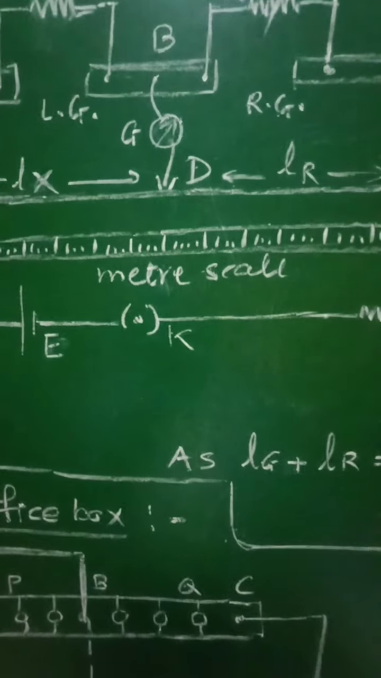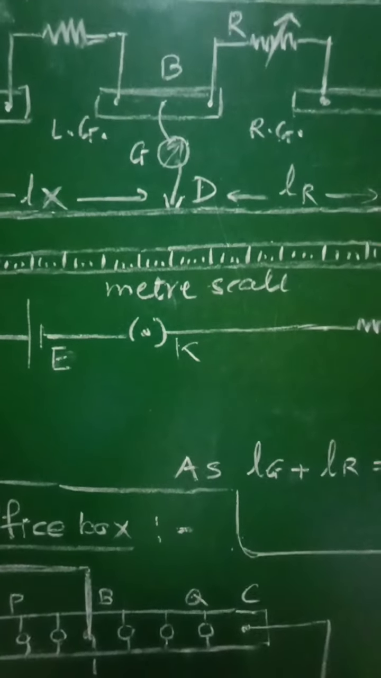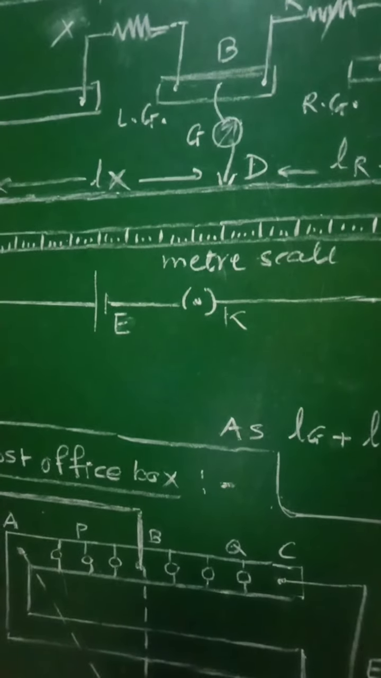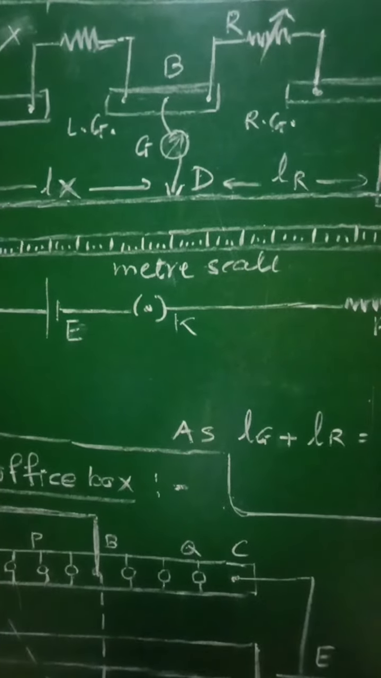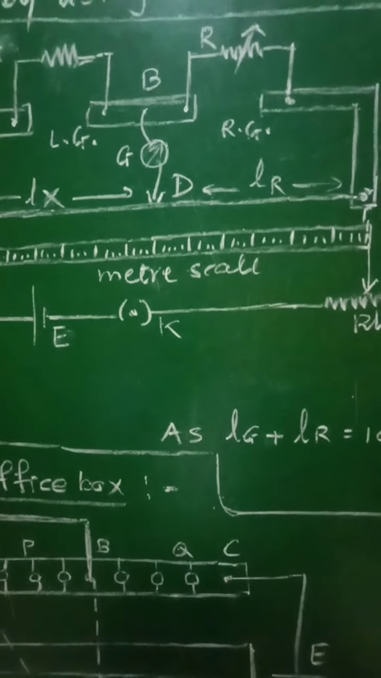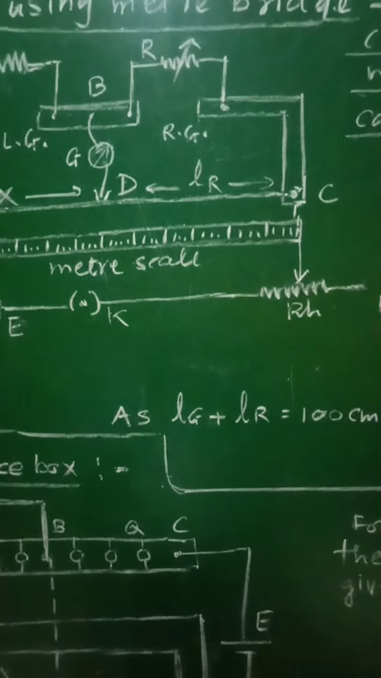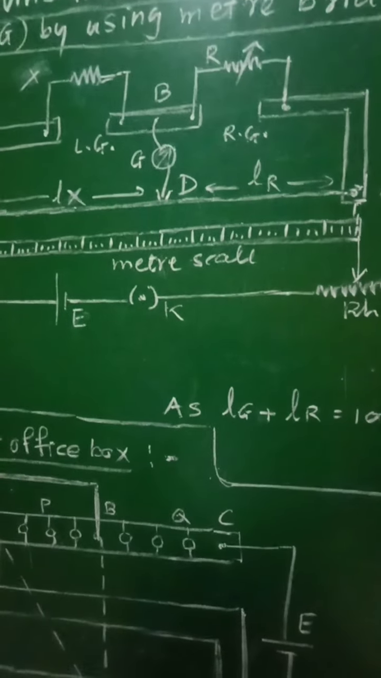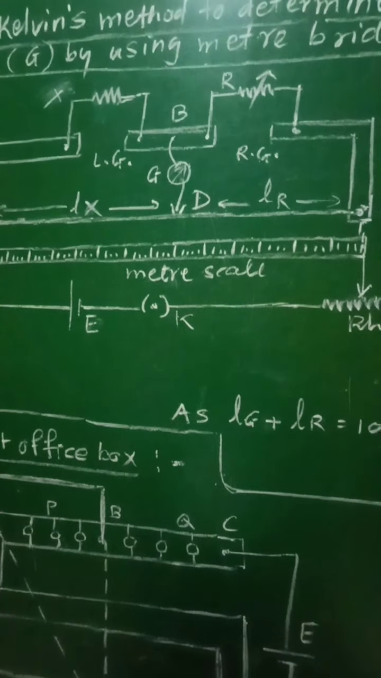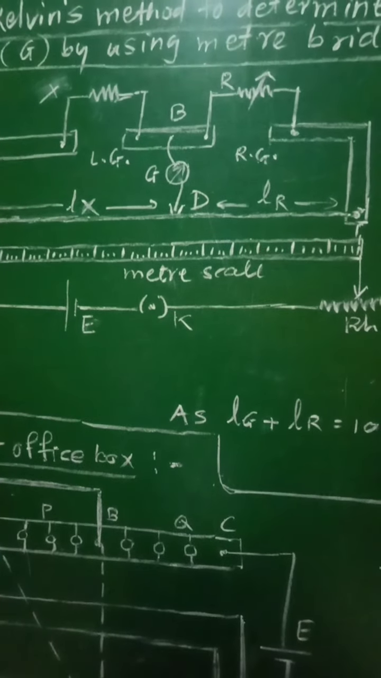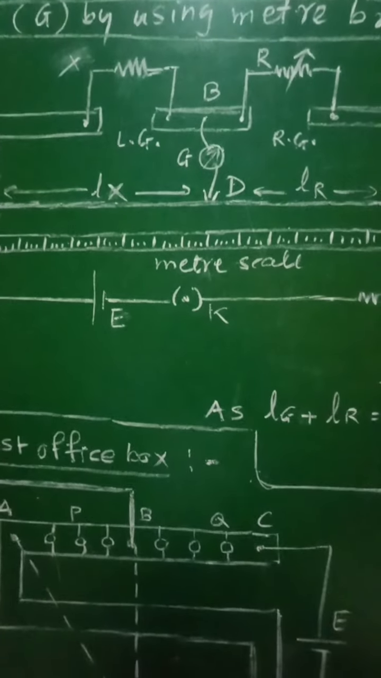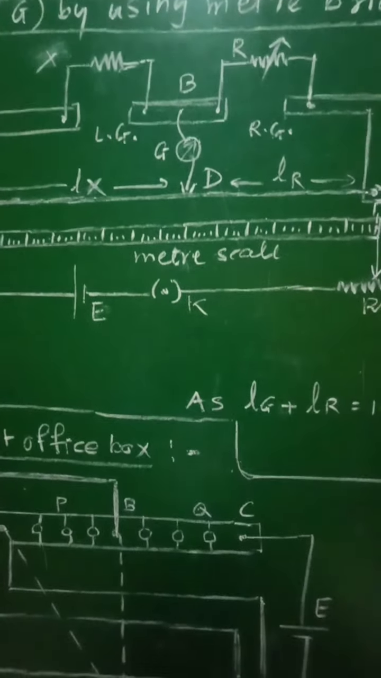Class 12th, subject physics, 9th chapter, current electricity. This diagram represents the determination of unknown resistance X by using Wheatstone meter bridge. So regarding this experiment, there will be some sources of errors in the meter bridge. Let us see the sources of errors in this meter bridge.